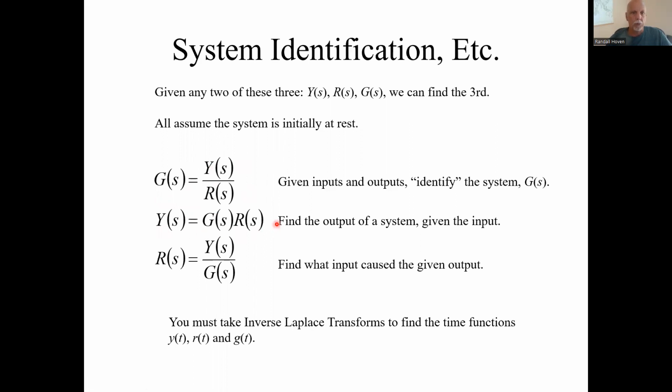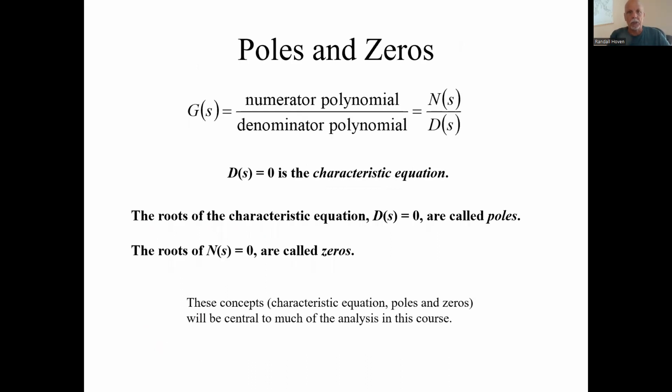And here's sort of the key relationship. The output is the product of the transfer function and the input. R is the input, Y is the output, G is the transfer function, all in the Laplace domain. To get what they are in the time domain, you would need to do inverse Laplace transform. So that's that basic relationship.